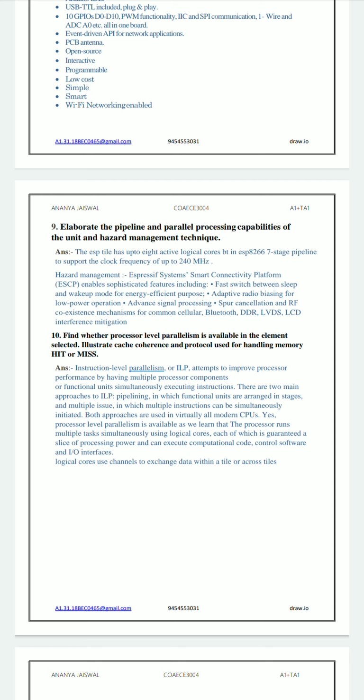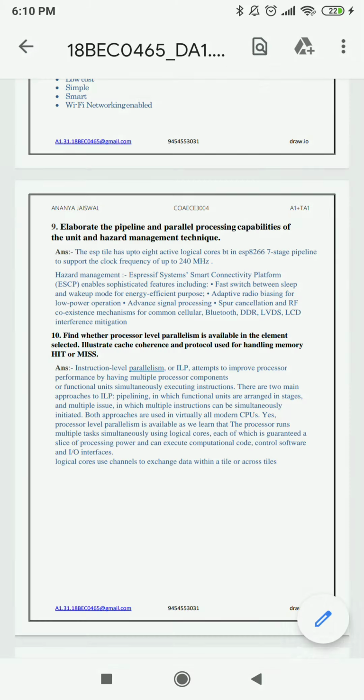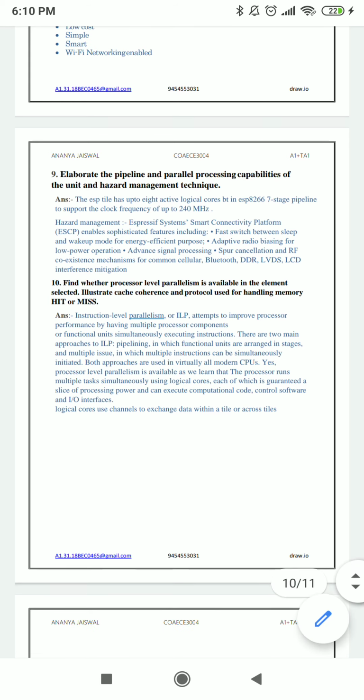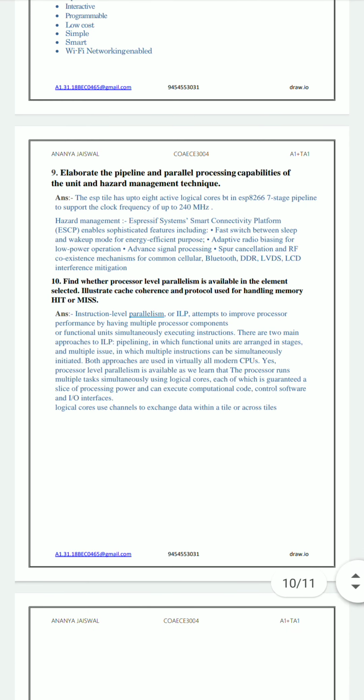ESP8266 has a 7-stage pipeline to support a clock frequency of up to 240 MHz. Hazard management. Espressif Systems Smart Connectivity Platform enables sophisticated features including fast switch between sleep and wake up mode for energy efficient purpose, adaptive radio biasing for low power operation, advanced signal processing, spur cancellation, and RF coexisting mechanisms for common cellular, Bluetooth, DDR, LVDS, LCD interference mitigation.